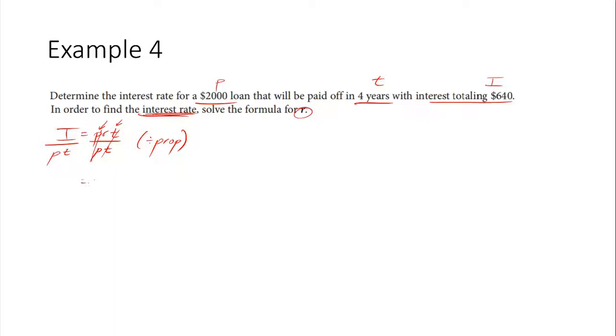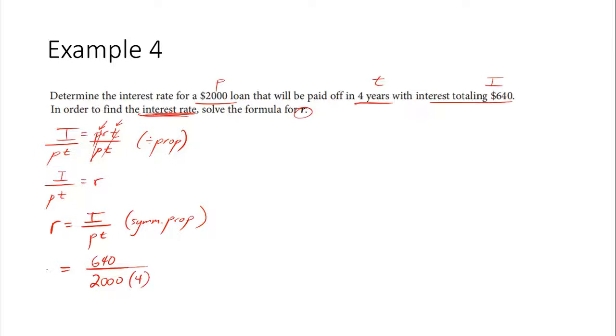All right, so you should have your rate as interest divided by your principal times your time. Symmetric property, you can flip it if you want. So again, that was a symmetric property of equality. All right, and let's go ahead and use the formula. We had what? We had an interest of 640 bucks. Being divided by your principal was 2,000 bucks. Times your time, which was 4 years.